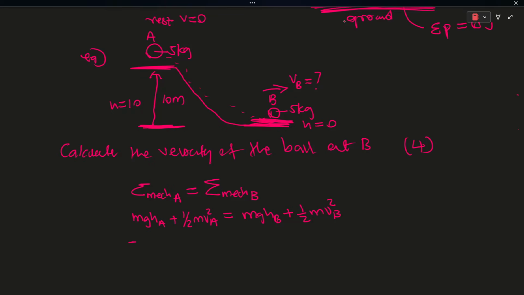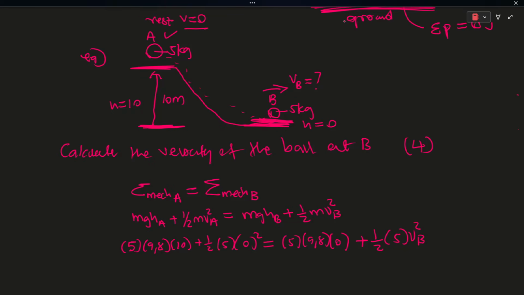What is the mass of the ball? It's 5. Okay, what is g? It's 9.8. What is the height at A? It's 10. Plus 1 over 2. What is the mass? It's 5. What is the velocity at A? Check, guys. It's 0 because it's at rest. It's equal to 5 times 9.8. What is the height at B? It's 0 because it's down there on the floor. Plus 1 over 2 into 5 v squared B. We are good.